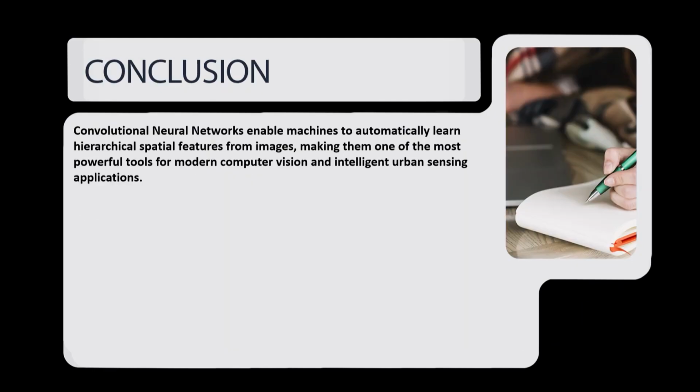To conclude, convolutional neural networks enable machines to automatically learn hierarchical spatial features from images, making them one of the most powerful tools for modern computer vision and intelligent urban sensing applications.